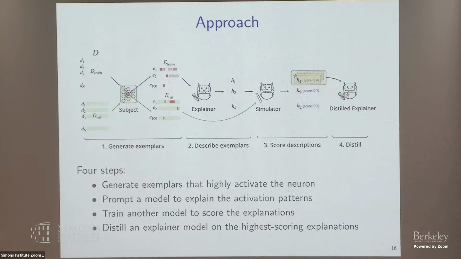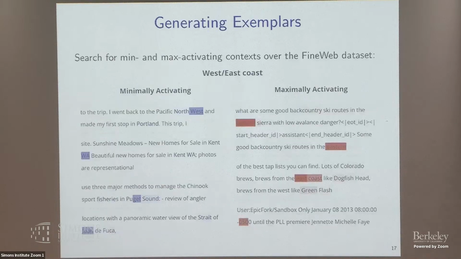So here's the basic approach. We're going to first just generate a bunch of exemplars. These are contexts that highly activate the neuron. And then we're going to prompt a language model to explain the activation patterns in these exemplars. We're going to train another model that we'll call the simulator to score these explanations. What does the simulator do? It basically predicts the activations given the description, and then we compute this correlation metric that I discussed. And then once you have this automatic score, you can also do re-ranking. You can distill a new model on the highest scoring explanations, and that makes things even better.